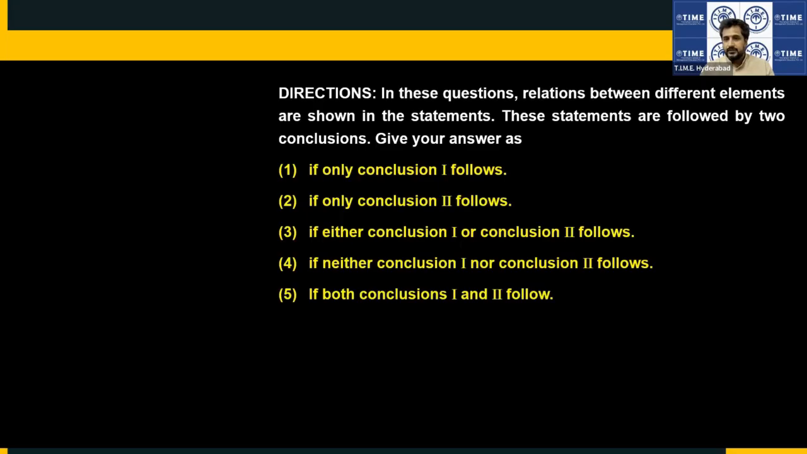In these questions, relation between different elements are shown in the statements. These statements are followed by 2 conclusions. Give your answer as only 1 follows choice 1, only 2 follows choice 2, either conclusion 1 or conclusion 2 follows choice 3, neither conclusion 1 nor conclusion 2 follows choice 4, if both conclusions 1 and 2 follow choice 5. Okay, now move on to the questions.